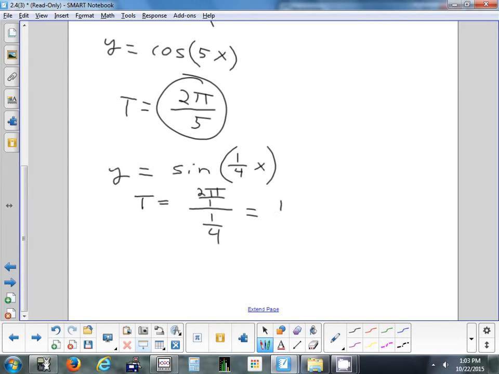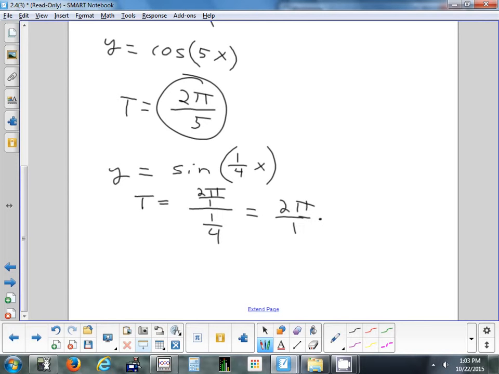Yep. So take 2 pi, and what did you say? Multiply by? Well, right now it's divided by 0.25. I don't want to divide a fraction by a fraction. But I do like the idea of changing it to multiplication.